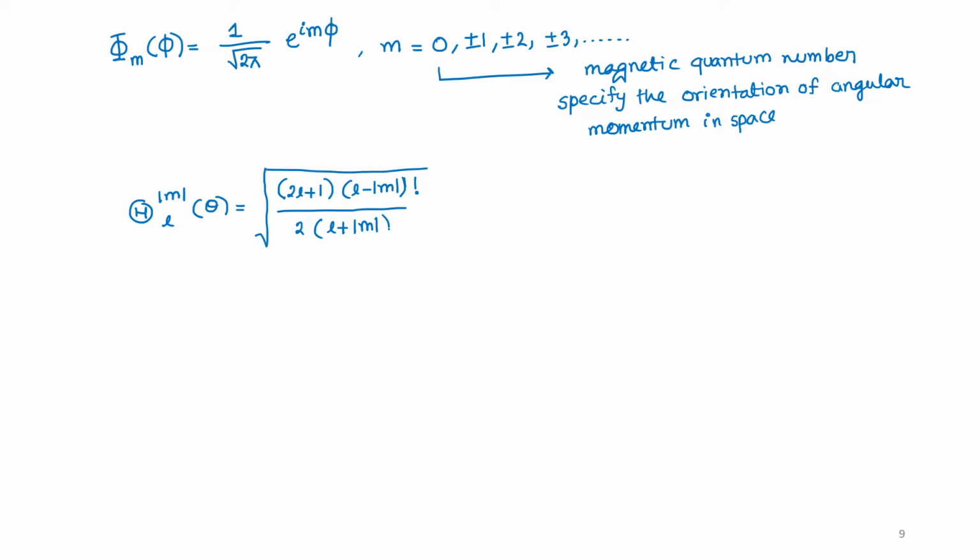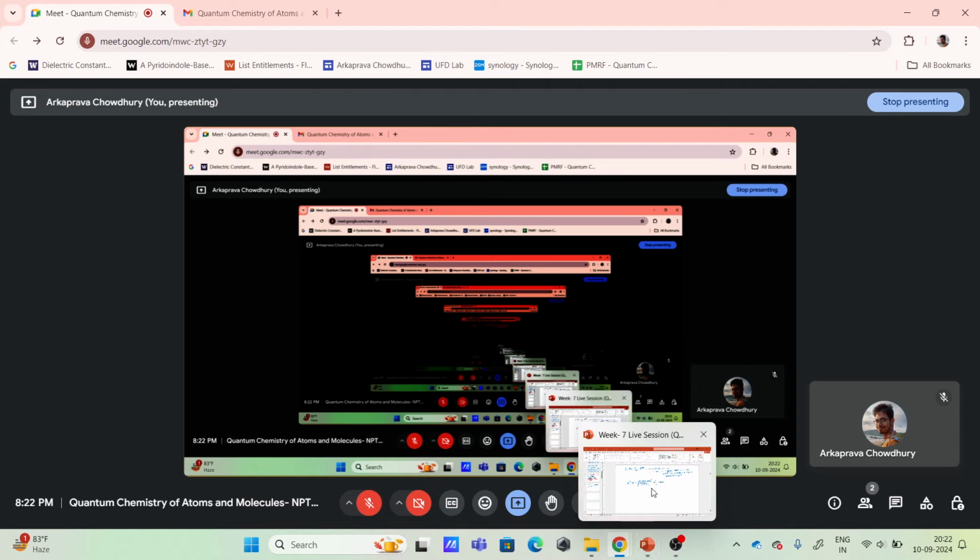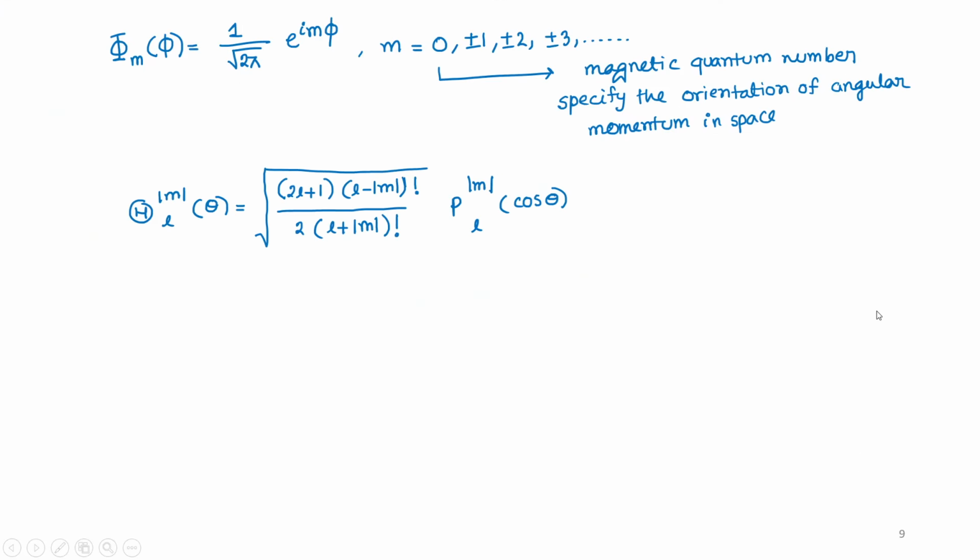So this is the normalization constant of the theta dependent part, and there is a polynomial that is dependent not on theta but on cos theta. When we actually solve the theta dependent part, you will be able to see why it is cos theta and not theta.